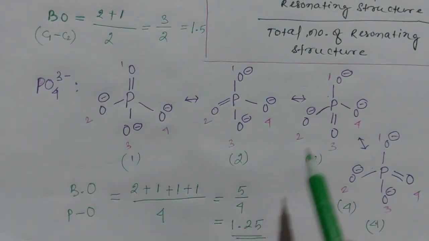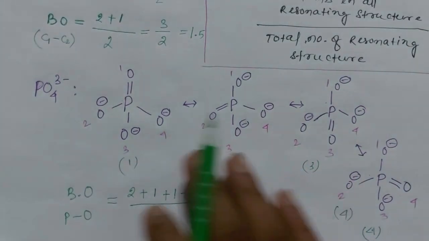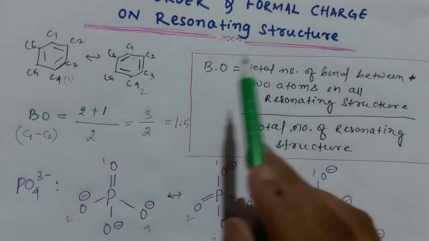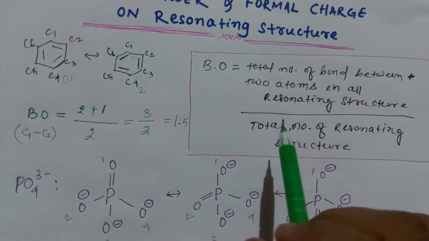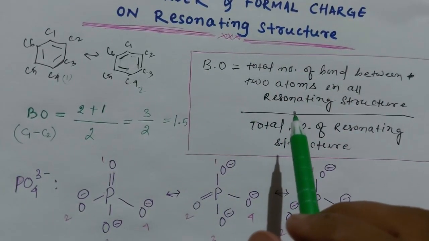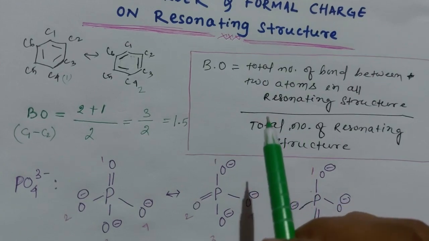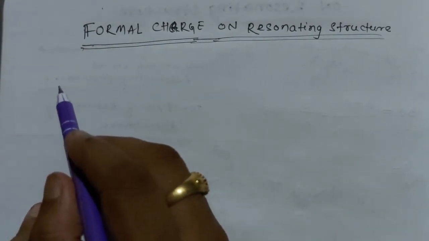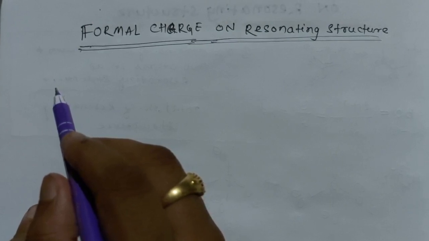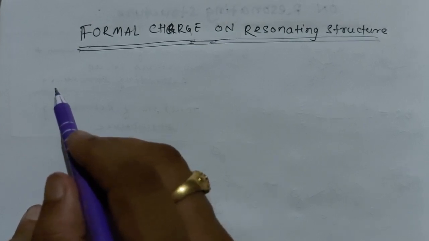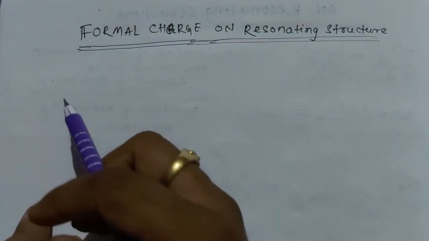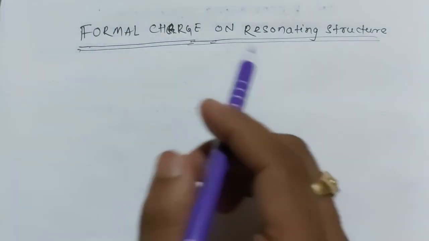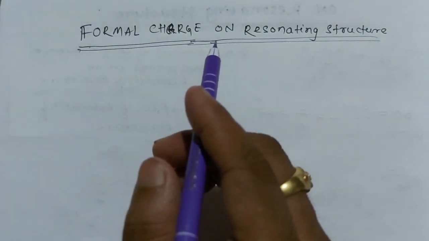Okay, so remember this trick. This is the formula to calculate the bond order of the resonating structure. Now we will go for the formal charge of the resonating structure. I had discussed how to calculate the formal charge of each atom on a molecule or polyatomic ion. Now I will discuss the formal charge on the resonating structure.